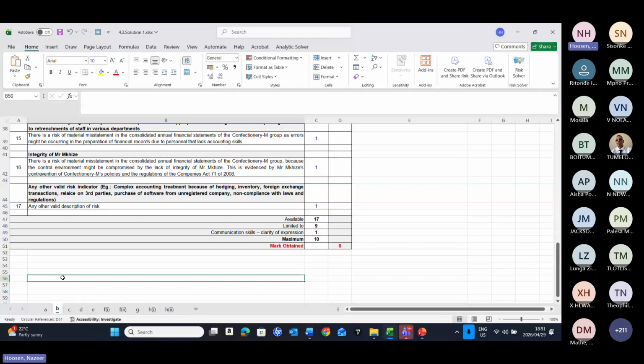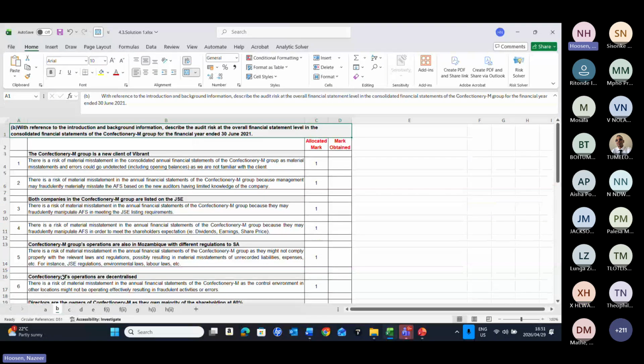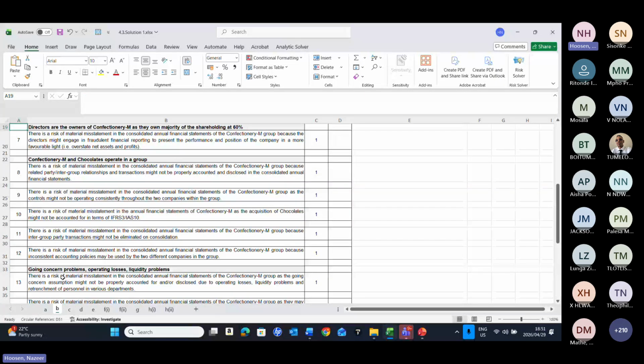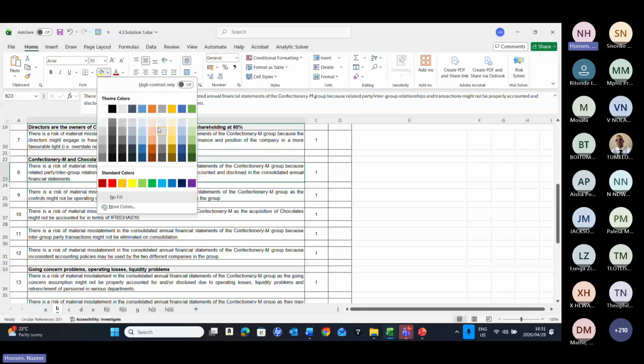Here's part B, by the way, with reference to describing the risk of material misstatement in the overall financial statements. Operates as a group. There's a risk of material misstatement in the consolidated financial statements because intergroup transactions may not be accounted for properly and consolidated and disclosed correctly. There we go. My audience had that.